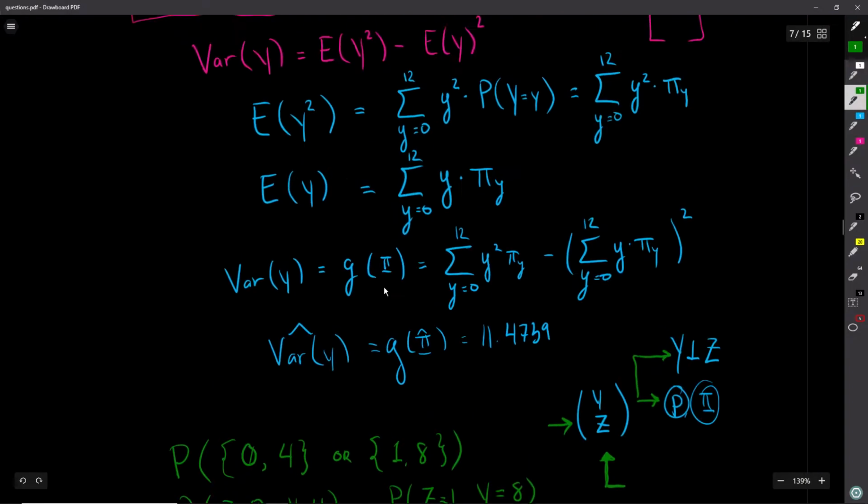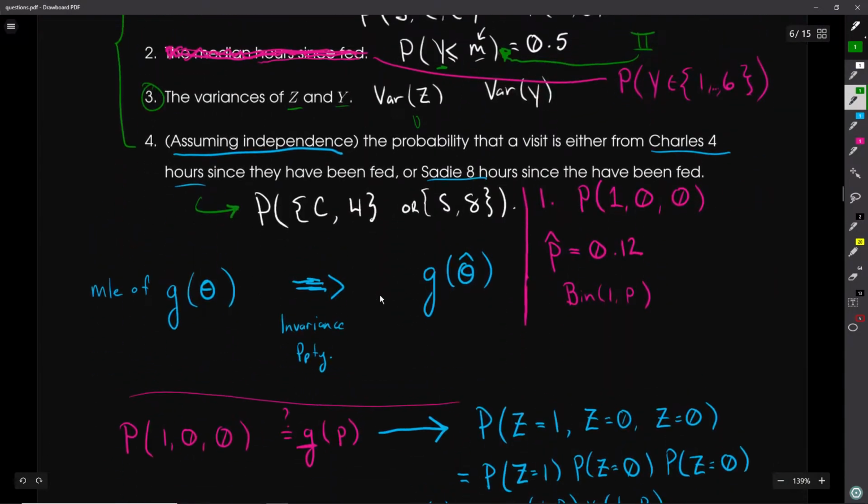And so there are some examples of how we're going to use the invariance property, which, to clarify once more, means we're looking for the MLE of some function of our parameter, and all we want to do is apply that function with the MLE plugged into it. So the strategy is always going to be to find the function of the parameter that you're interested in, and then plug our MLE estimate into that function.